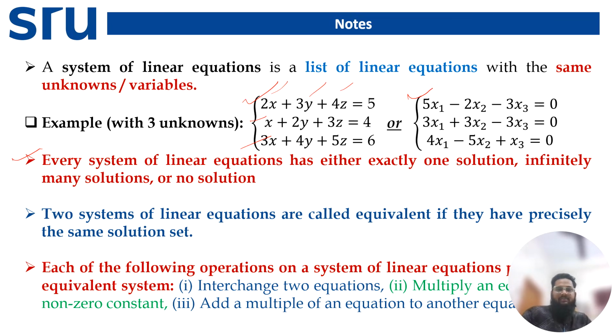Okay. As I already discussed, there are three kinds of row operations in the last lecture. One is interchanging of rows. If we do the same operations with linear equations, that means interchanging two equations, multiplying an equation by a non-zero constant, and adding or subtracting a multiple of one equation to another equation, the equations will remain equivalent, and there will be no change in the solution. These are some notes you can write down.